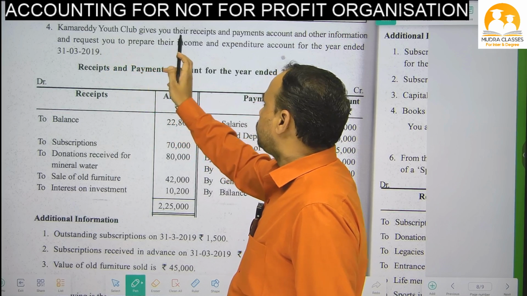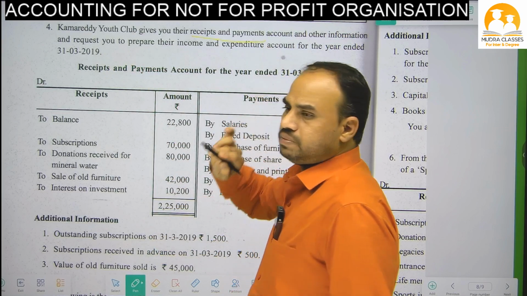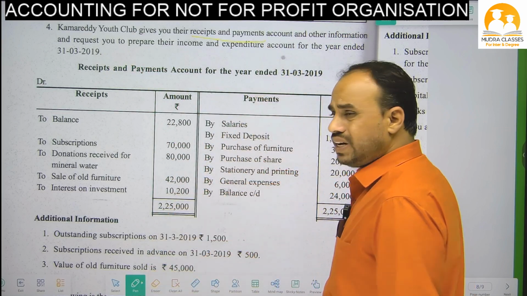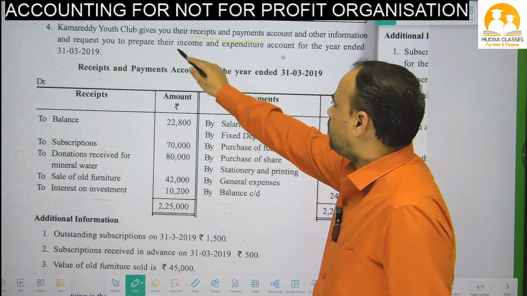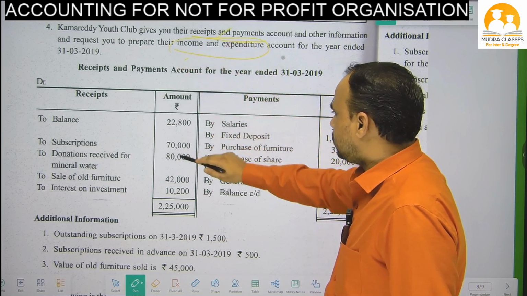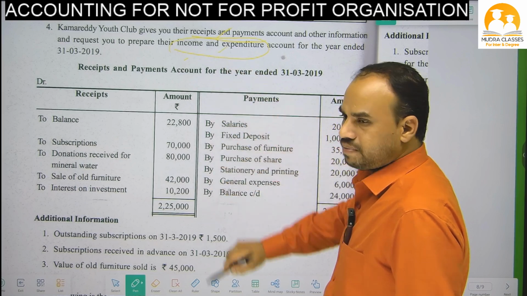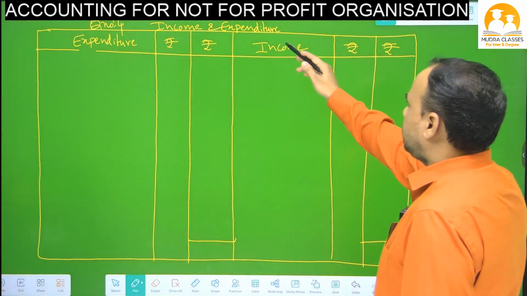Kamareddy Youth Club gives you their receipts and payments account. So what is given in this question, beta? Receipts and payments account is given. What are they asking us to prepare? They are asking us to prepare the income and expenditure account. This is the receipts and payments account. Now, we are asked to prepare the income and expenditure account. So here I have drawn the income and expenditure account format.